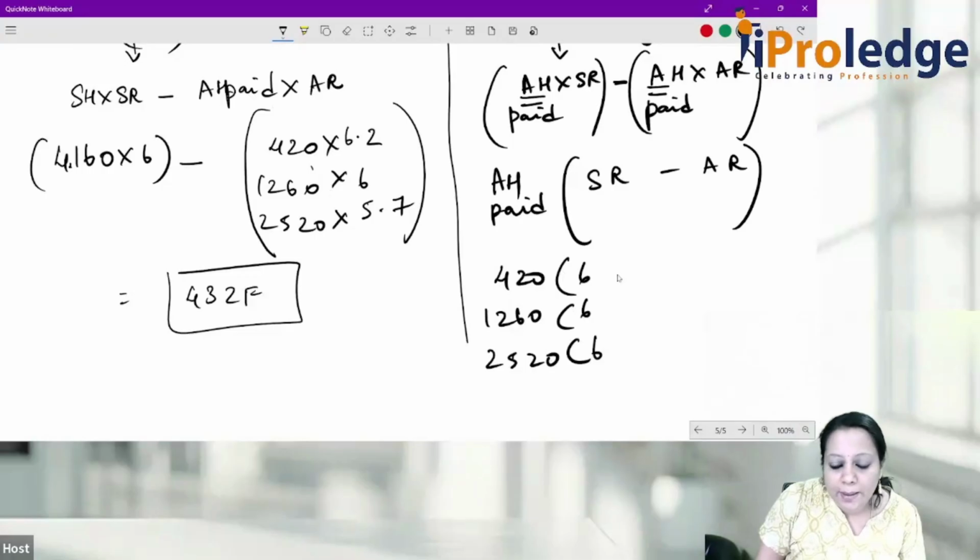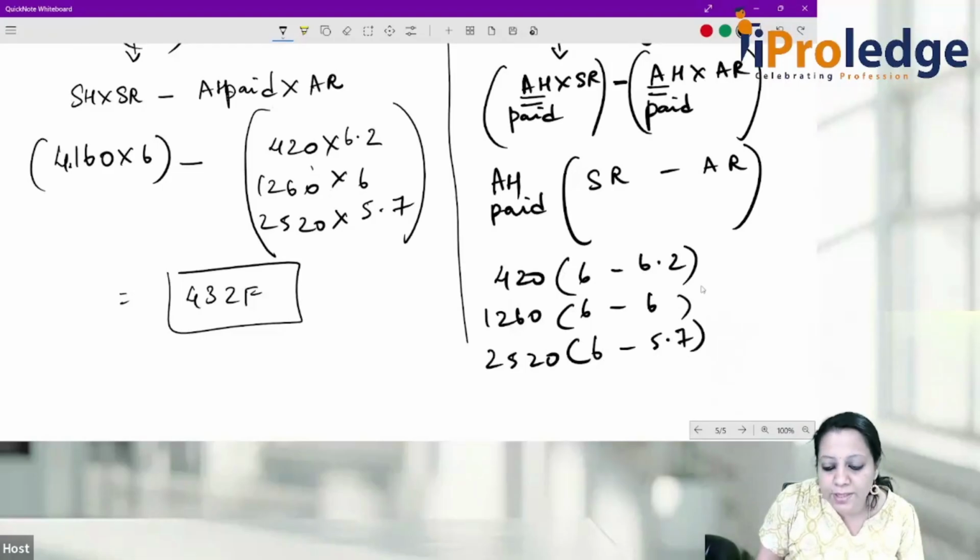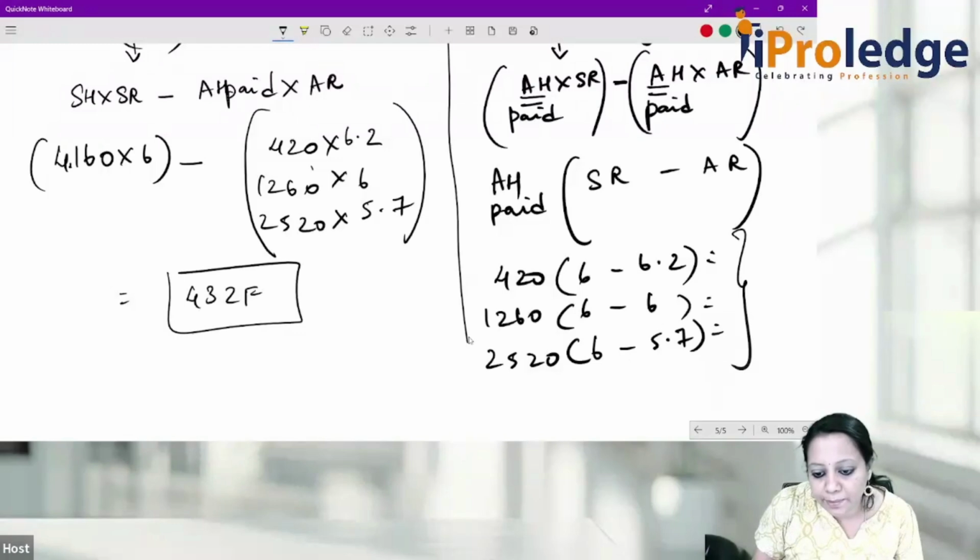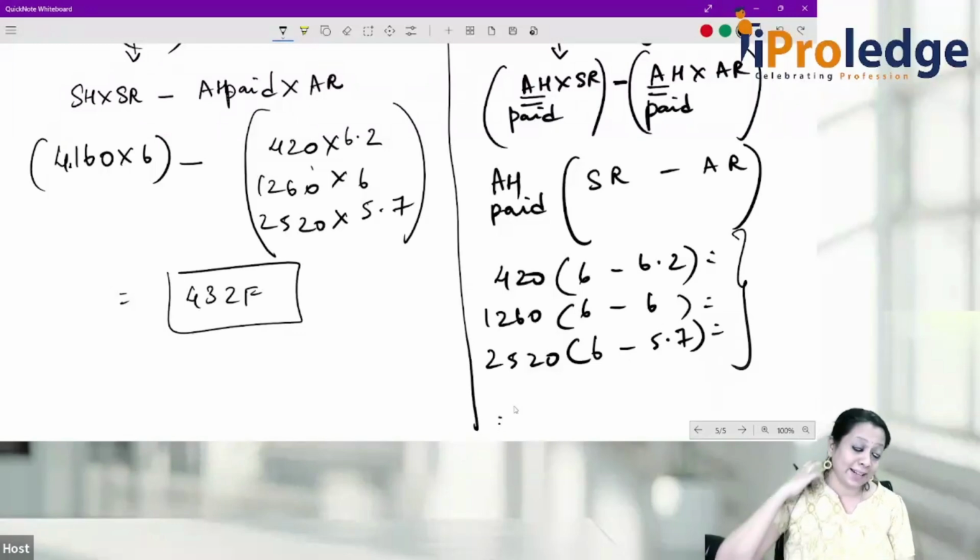Standard rate is the same, 6, no? Minus 6.2. This is 6 minus 5.7. Come on, students, please do it and tell me, ma'am. You can do the total and tell me. No problem, because the category skilled, unskilled is not there. Sometimes men, women, they can give. Skilled, unskilled, they can give. A, B category also they can give.